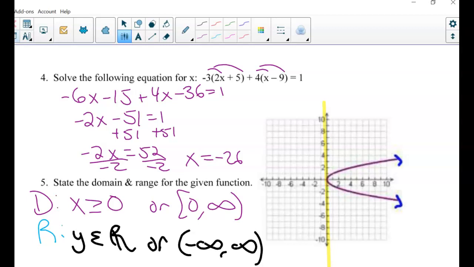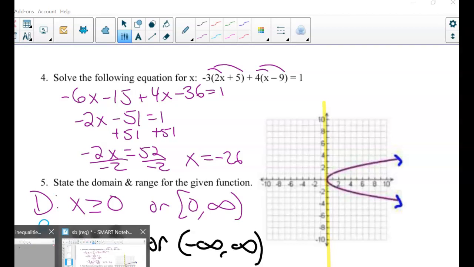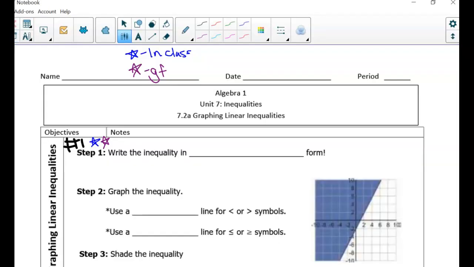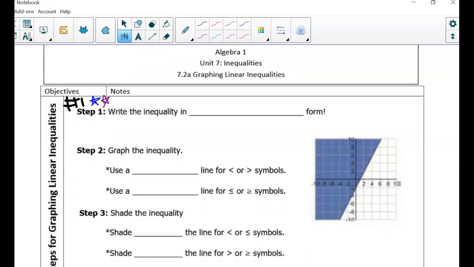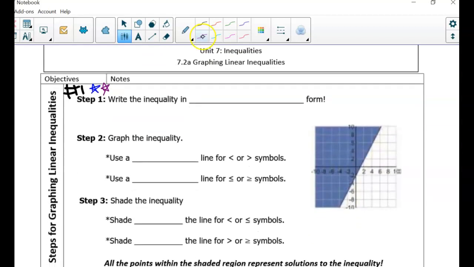Everyone should have notes on graphing linear inequalities. We're going to start and finish that today. As I mentioned before, the graphing aspect of this is similar to just graphing equations, but there are some differences as well. So first, we need to write the inequality in slope-intercept form. That's where it's the same, if it's not already in slope-intercept form. So that part's the same as an equation.